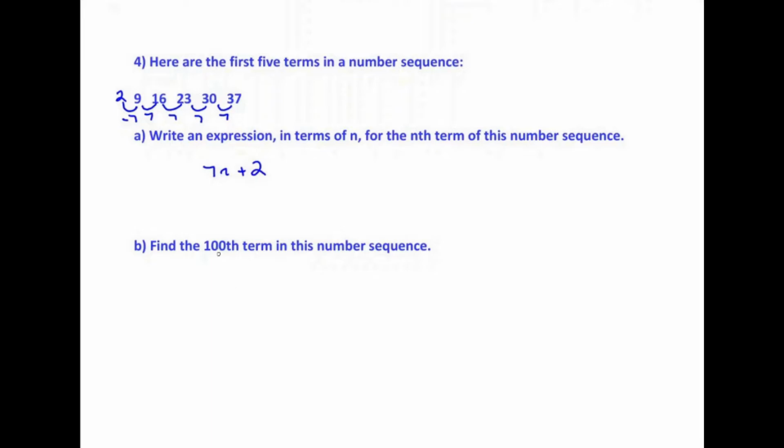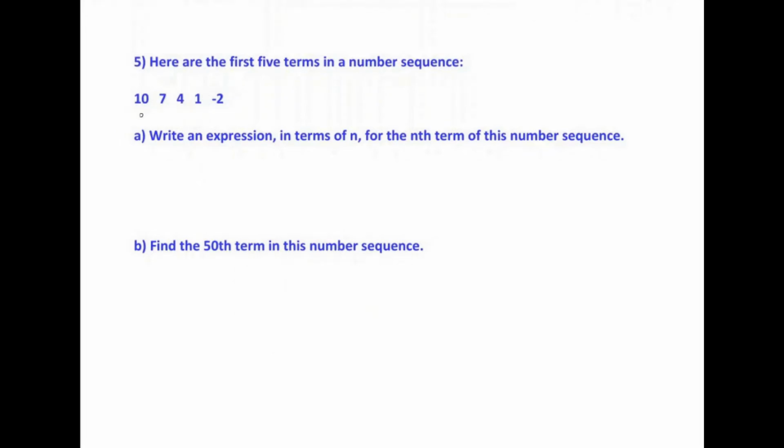If we want the 100th term of the number sequence, that means n is equal to 100. So we have 7 brackets 100 plus 2, that equals 700 plus 2, that then equals 702. So the 100th term in this number sequence is 702.